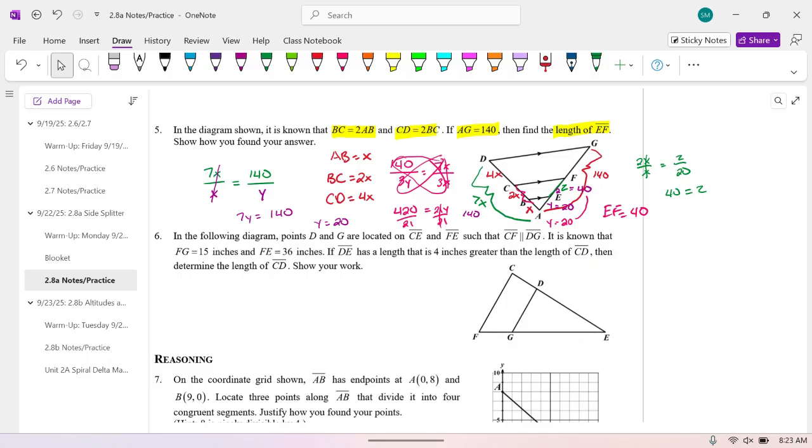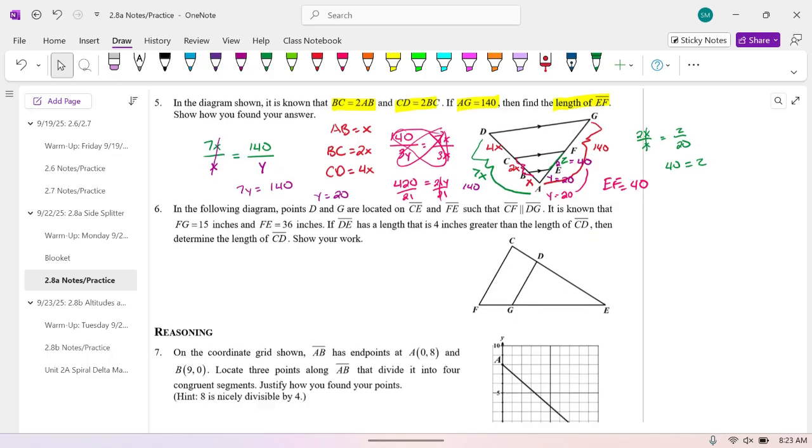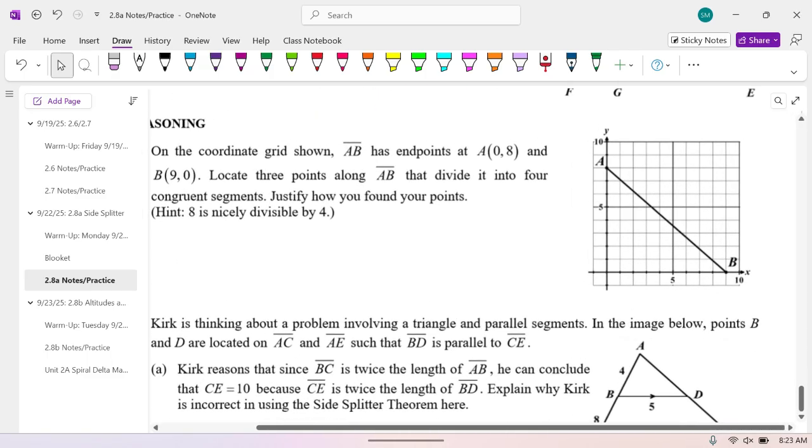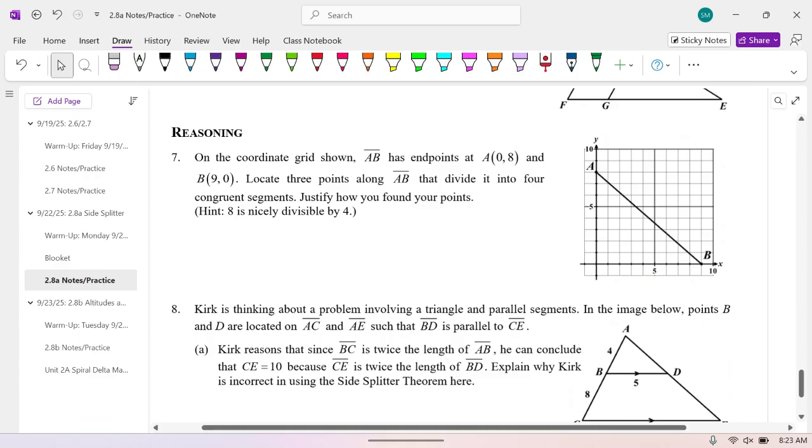All right, let's look at number 7. Number 7 is on the coordinate grid shown. AB has endpoints of (0, 8) and (9, 0). Locate 3 points along AB that divide it into 4 congruent segments. Justify how you found the points.